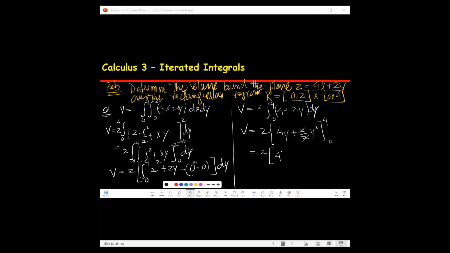So this is going to be 4 plus 4 squared minus 0, right? Everything will be 0 inside the second term, and it's going to be 2 times 4 squared plus, it's 32, 4 times 4 is 16, 16 plus 16 is 32, and this is going to be 64. Okay, that is my volume.